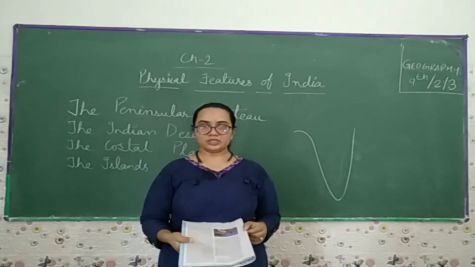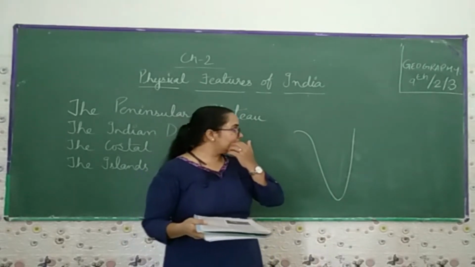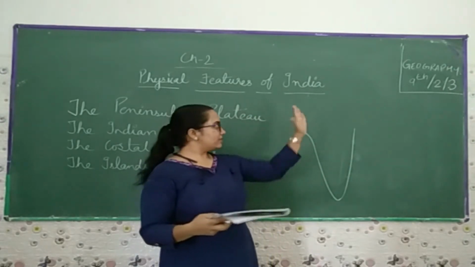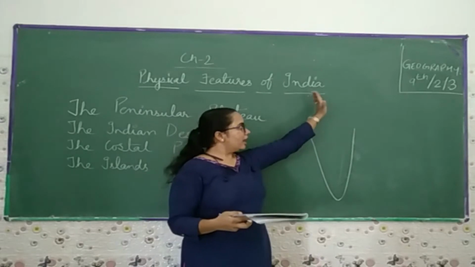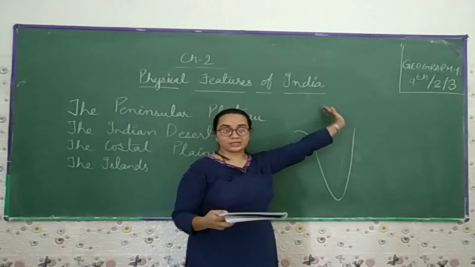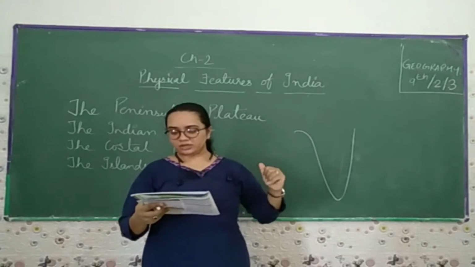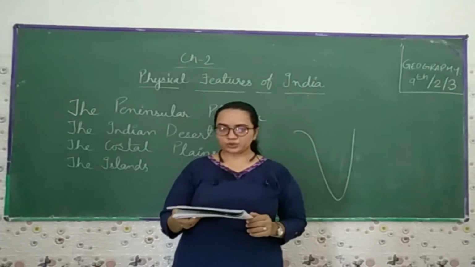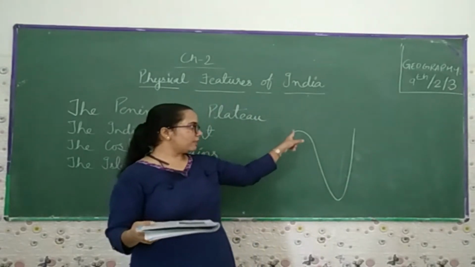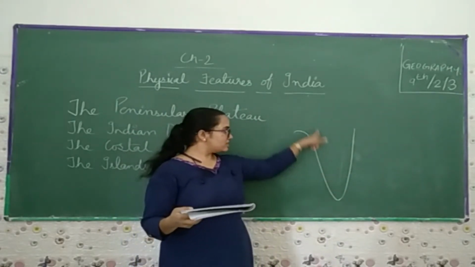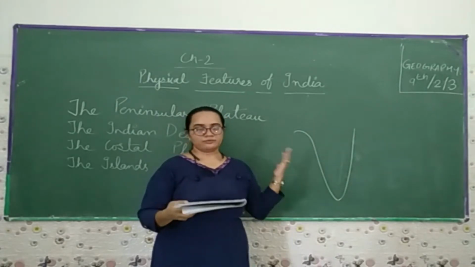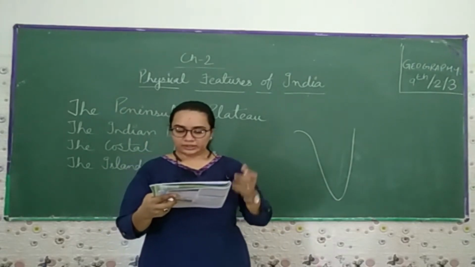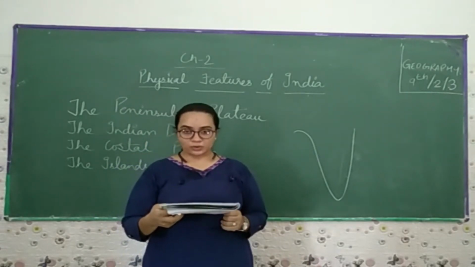If we talk about the northeast, the Garo, Khasi, Jaintia Hills you will find in Meghalaya. The Western Ghats are in the west direction, and the Eastern Ghats in the eastern direction, where they are the western and eastern edges of the Deccan Plateau respectively. The Western Ghats lie parallel to the western coast. So this is our western coast, the sea coast on the west side. Western Ghats lie by the western coast.